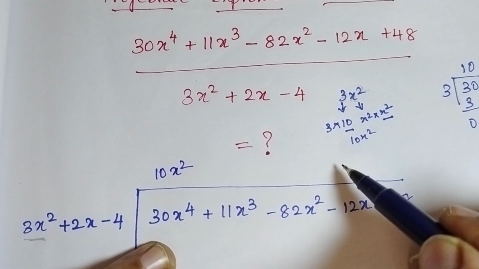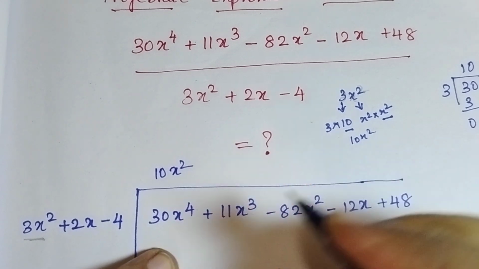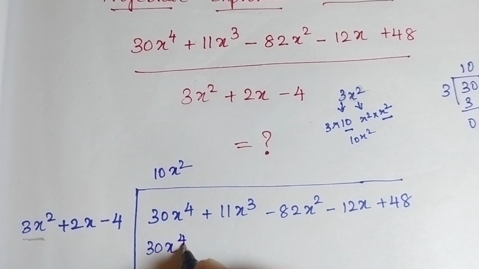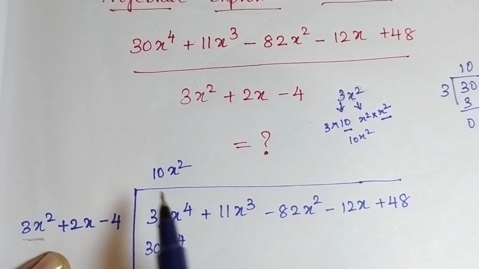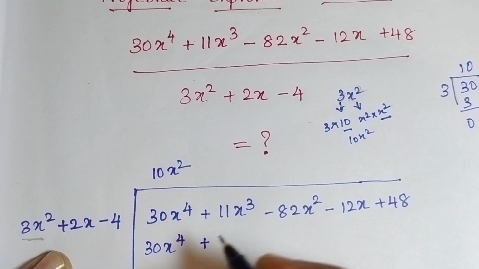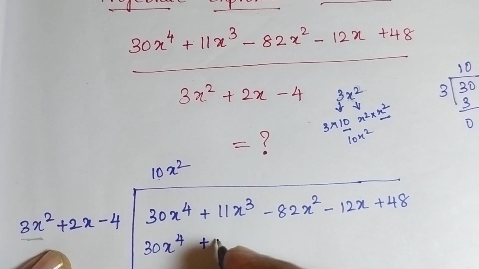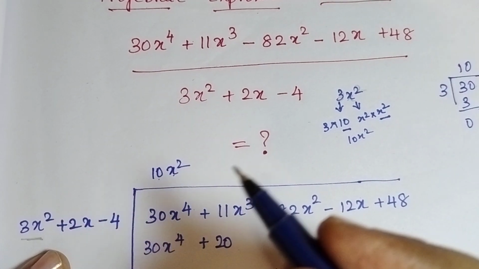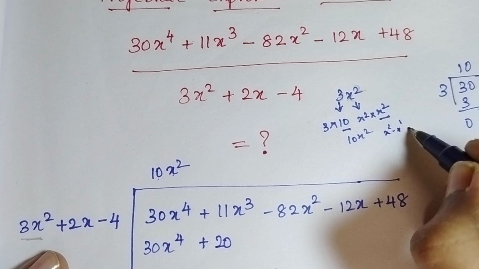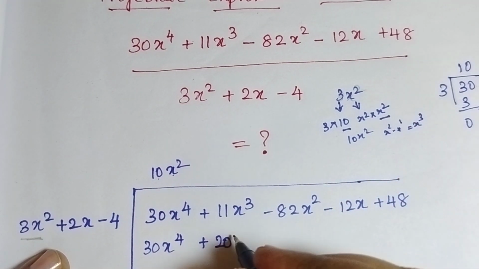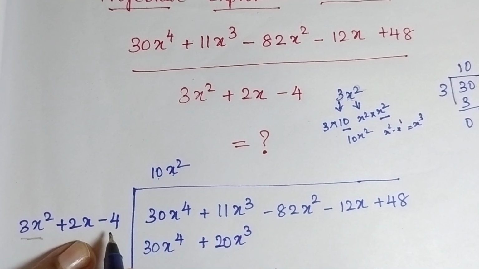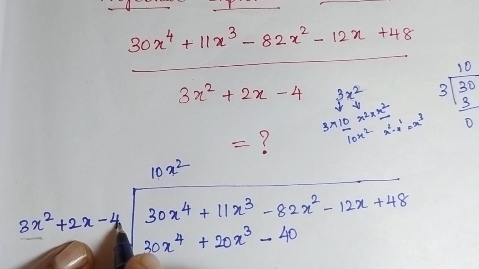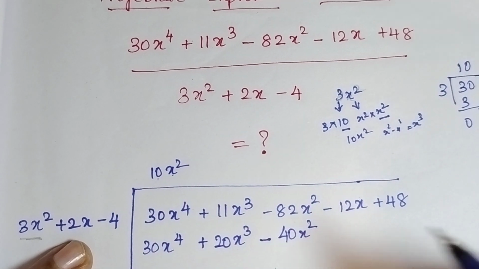So if I multiply these two, what will I get? 30x power 4. So I am going to write that. Then I will multiply this with this. Here plus is there, here also plus is there. So plus into plus, plus. So 10 into 2, 20, x square into x square into x power 1, then I'll get x cube. Here minus is there, here plus is there. So plus into minus, minus 10 into 4, 40, there is no x term. So let's write this x square as it is.